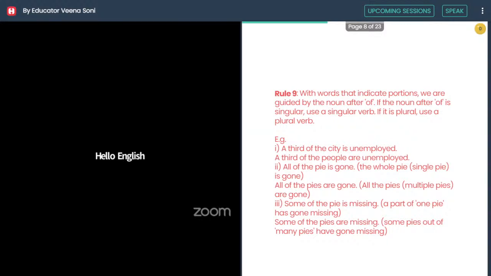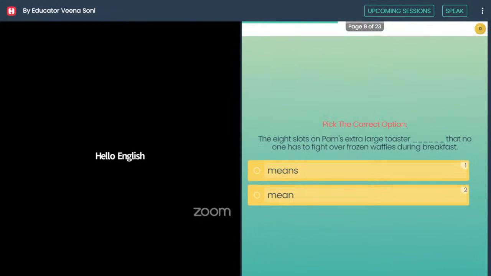So when we are talking about more than one, we have to use the plural verb, as far as the portions are concerned. Always remember the portion will be followed by of, then it will have a noun. The noun is singular or plural, and you put your verb accordingly. Let's try this out.